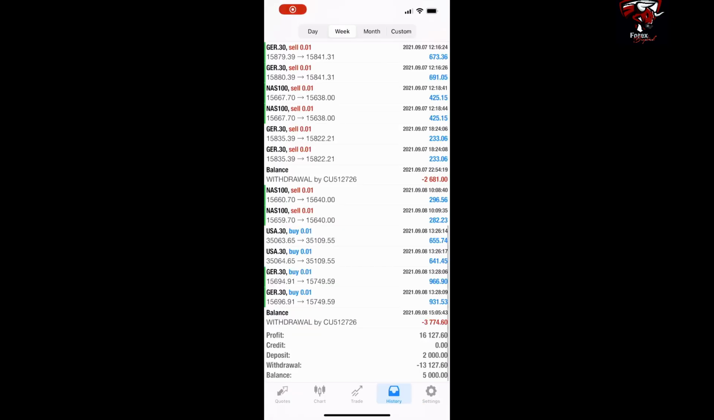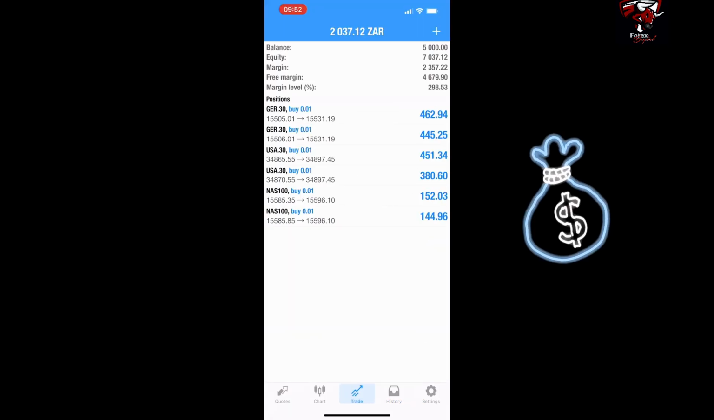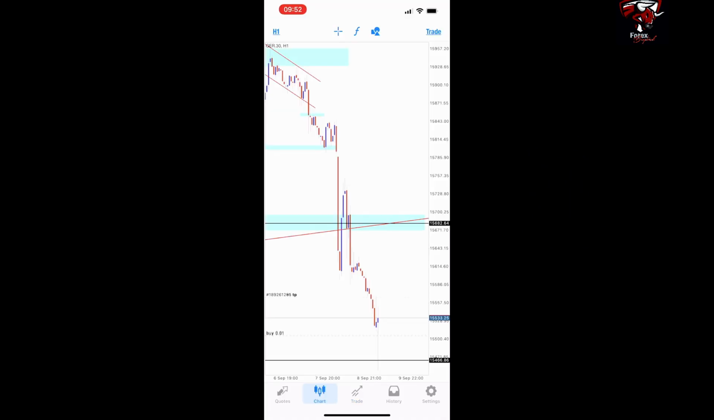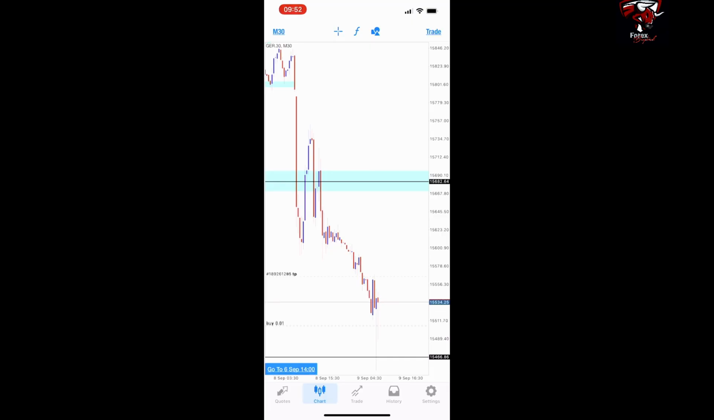And we're back again, guys. As you can see, wow, we're in profits, guys, all trades. Let's check German 30. As you can see, it's highly volatile than all of them, so I placed an even more tighter take profit and stop loss target than the other ones.